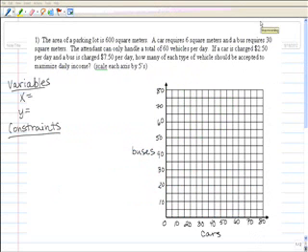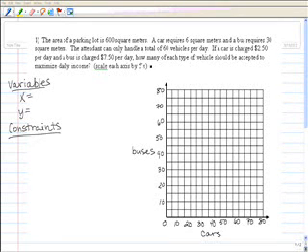Guys, it's Mrs. Suderman for example number 1. We have the area of a parking lot is 600 square meters. A car requires 6 square meters and a bus requires 30 square meters. The attendant can only handle a total of 60 vehicles per day. If a car is charged $2.50 per day and a bus is charged $7.50 per day, how many of each type of vehicle should be accepted to maximize daily income?